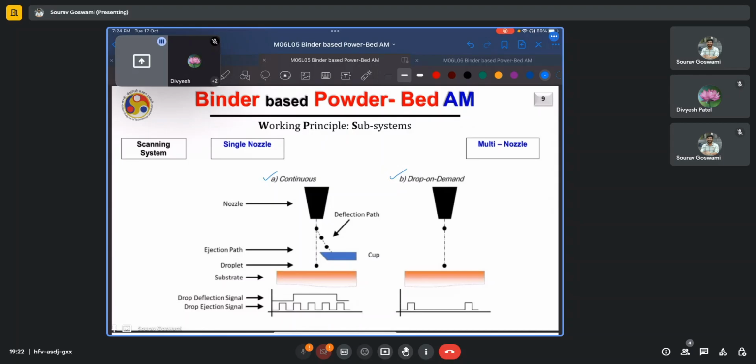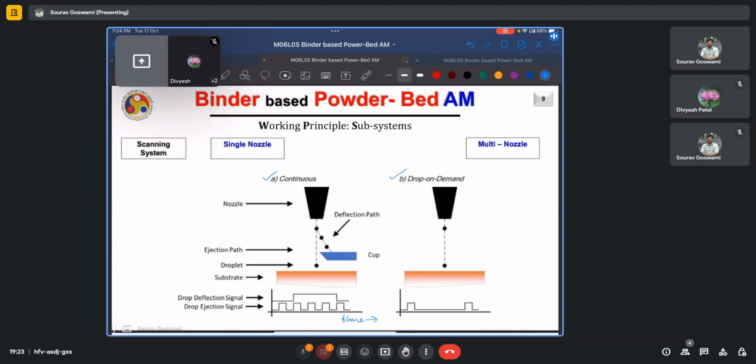In continuous fashion, as the plot tells us, so this can be, say, the time axis, and the drop ejection signal is given periodically and it does not stop. So it continues giving the drop ejection signal. So drops keep coming out of the nozzle. However, when the deposition head is actually moving over areas where we do not want to deposit the binder, or which we do not want to print, this ink still continues to be dispensed from the nozzle.